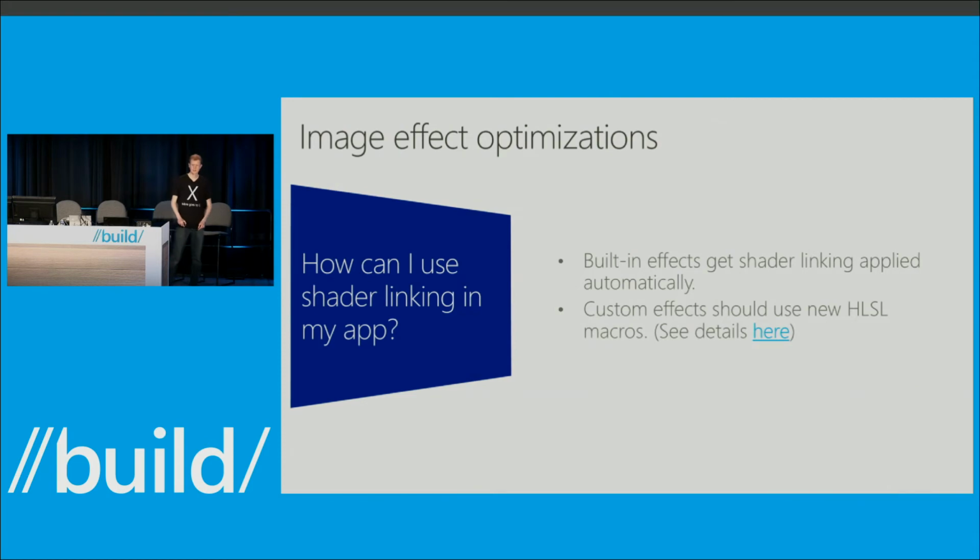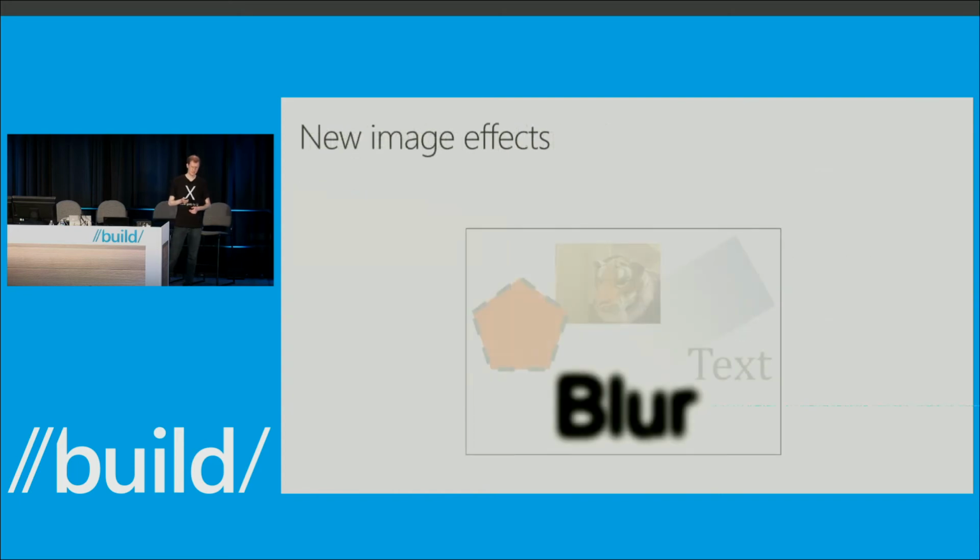So how do you use shader linking? Well, you get it essentially for free if you're using our built-in effects. You don't have to do anything at all. If you're one of our hardcore developers who's actually designing your own custom effects, well, we have some HLSL macros that help you along in the process. I've got a link in the slides that you can check out later, to see how to do that. Nonetheless, we think that it's a neat thing that you get for free most of the time.